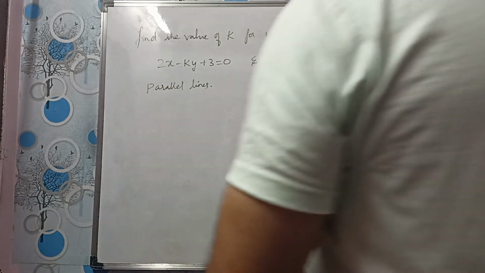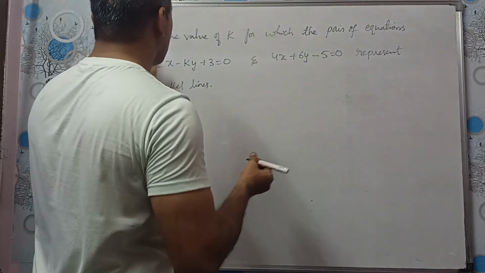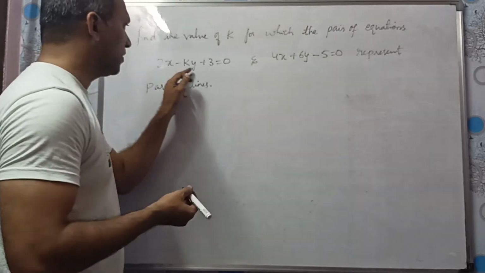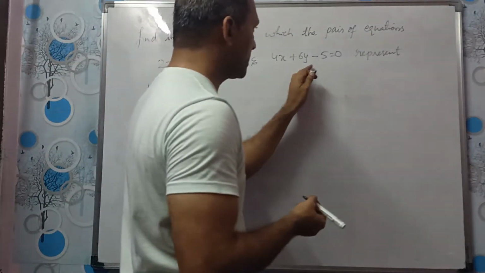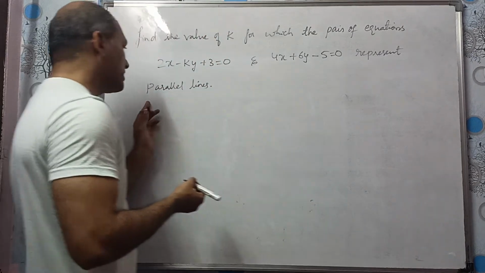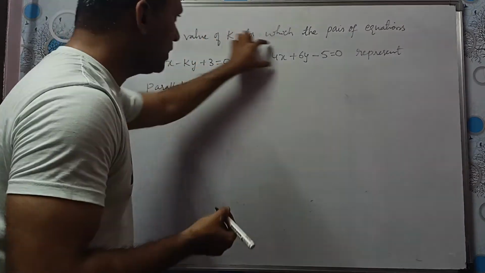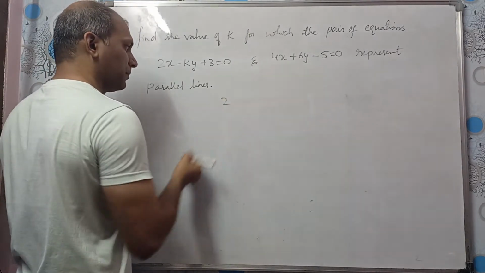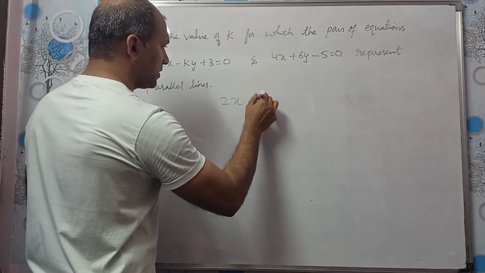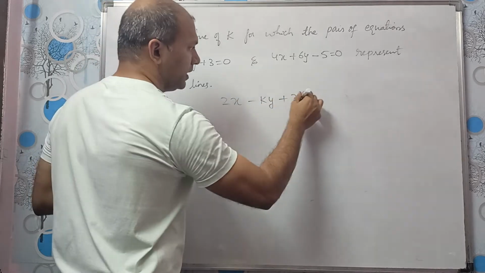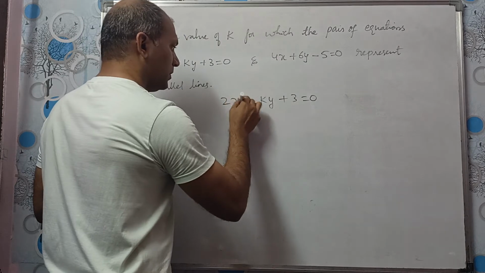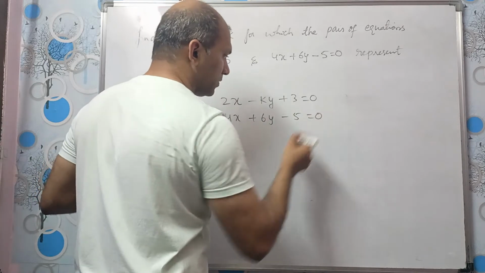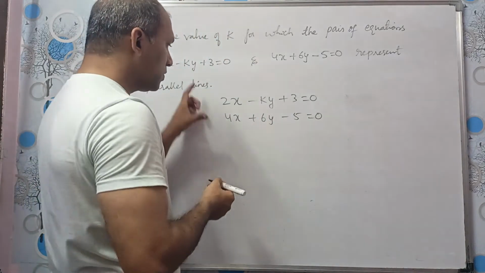Okay, let us solve this problem. Find the value of k for which the pair of equations 2x minus ky plus 3 equal to 0 and 4x plus 6y minus 5 equal to 0 represent parallel lines. So these two lines are parallel, given. So see, we have 2x minus ky plus 3 equal to 0 and 4x plus 6y minus 5 equal to 0. Okay, these two lines are parallel.